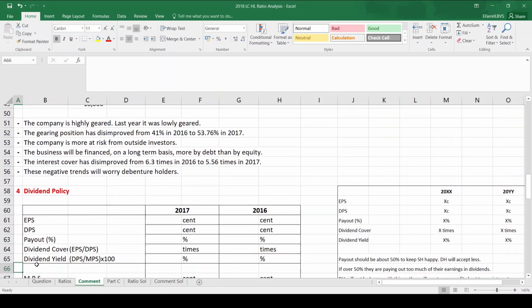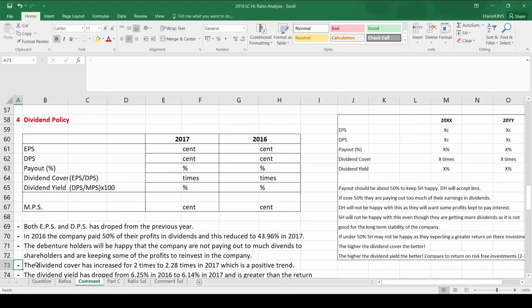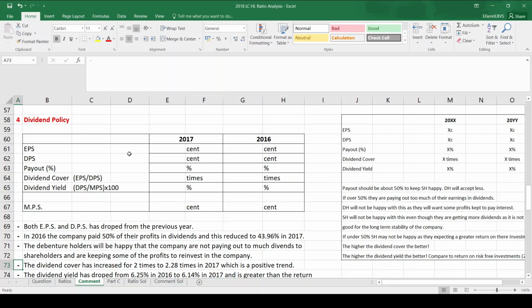Dividend policy. So again, dividend policy can be something that students find difficult to comment on. So before I even start commenting, I usually just do out this little table, which makes it a lot easier. It looks like a lot of work, but you usually have most of this information already. So it's just a matter of getting it from part A of the question, or usually from the question in a paper, and putting in these figures.